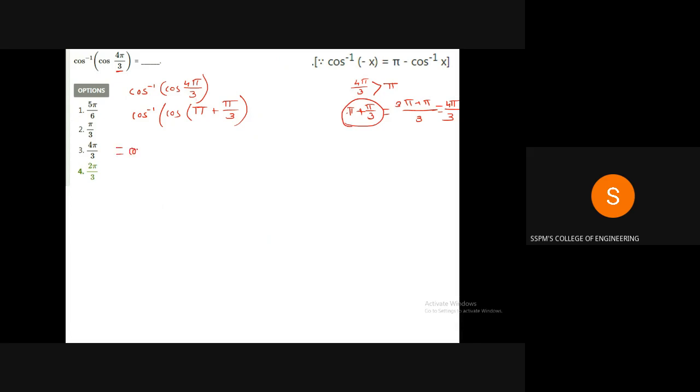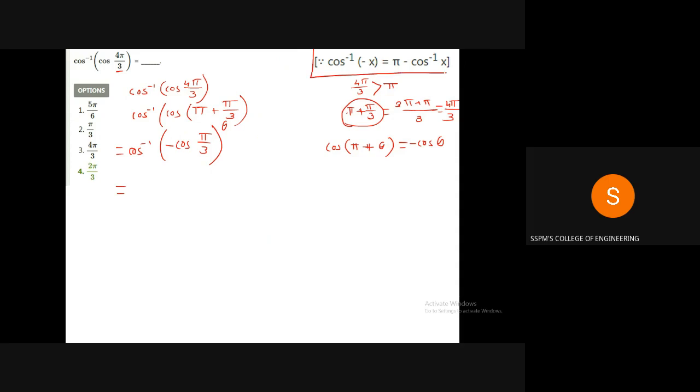Now we know, what is cos of pi plus theta? Cos of pi plus theta is minus cos theta. Remember this: cos of pi plus theta is equal to minus cos of theta. So here theta is pi by 3. Therefore we can write cos inverse of minus cos pi by 3.